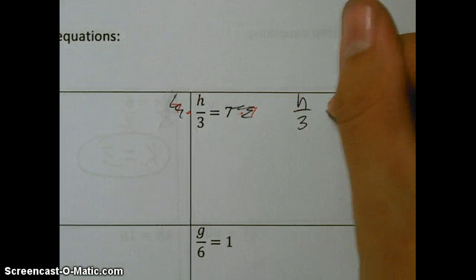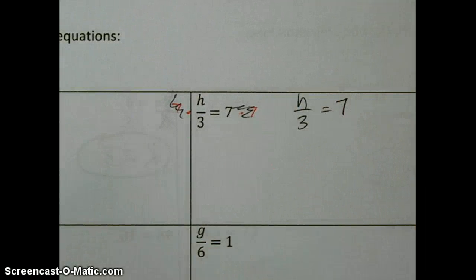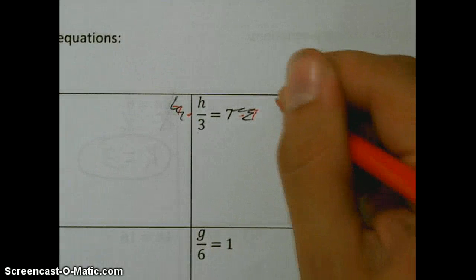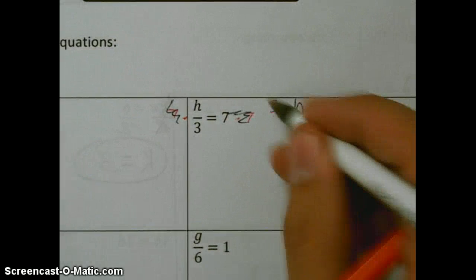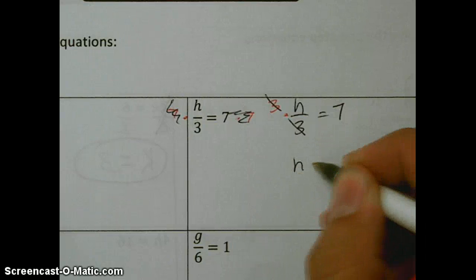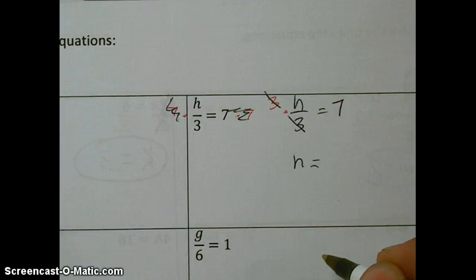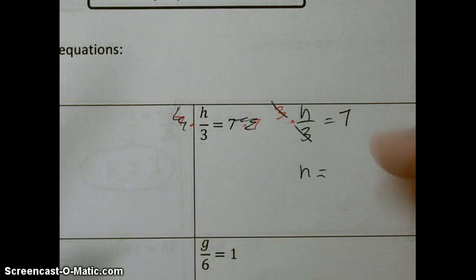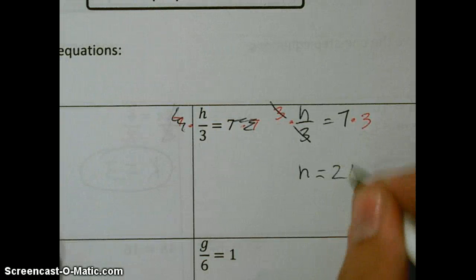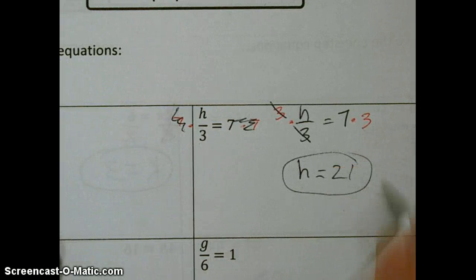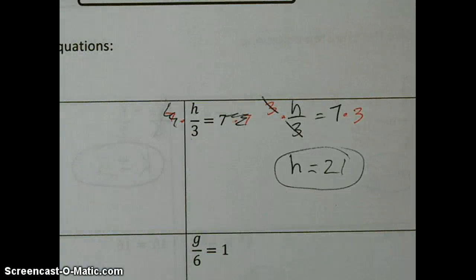Let's try something else. Let's try timesing by 3. Now here's another thing people say. They'll times by 3 and they'll say, oh, the 3's cancel, and I have h. They'll say h equals 7. Is that right? No, because what are we missing? We have to put a times by 3 on the other side. And we get 21. Don't just put 21 down. Okay, make sure you follow those steps.